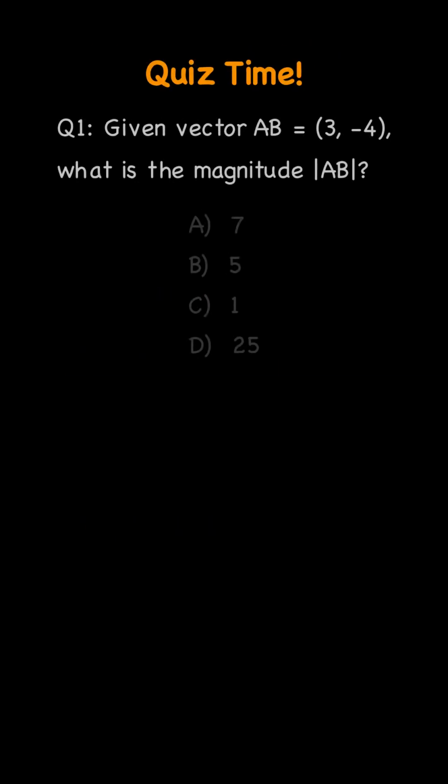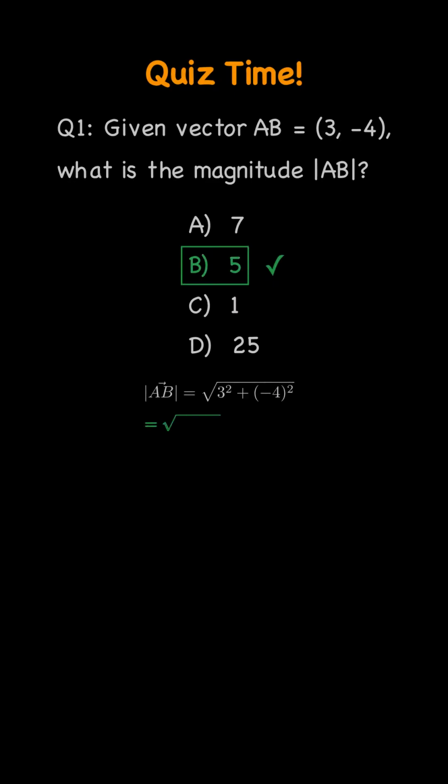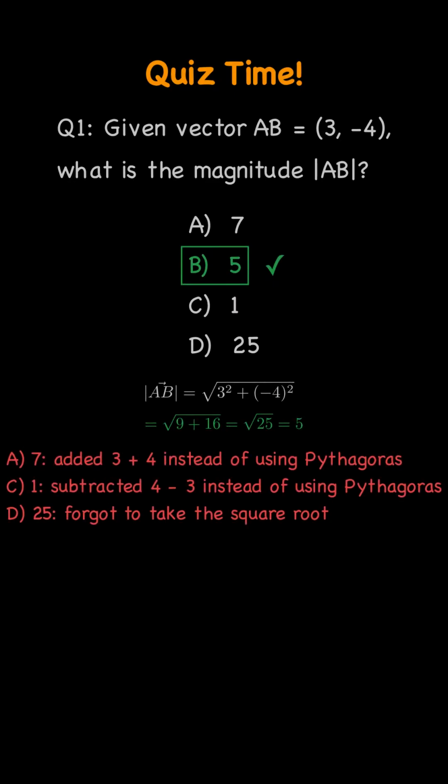Quiz time. Question 1. Given vector AB equals 3, negative 4, what is the magnitude of AB? Have you got your answer? The answer is B, 5. The magnitude equals the square root of 9 plus 16, which is the square root of 25, which is 5. Common mistakes: option A adds 3 plus 4 instead of using Pythagoras. Option C subtracts. Option D forgets to take the square root.